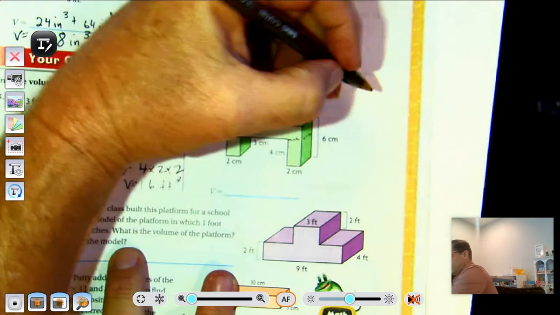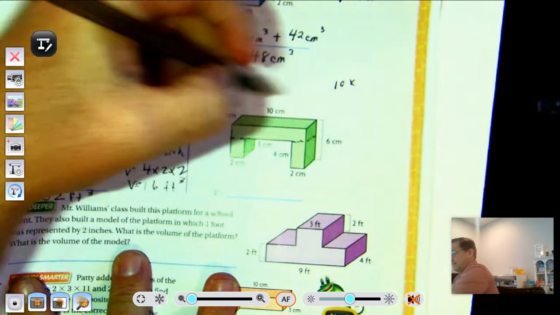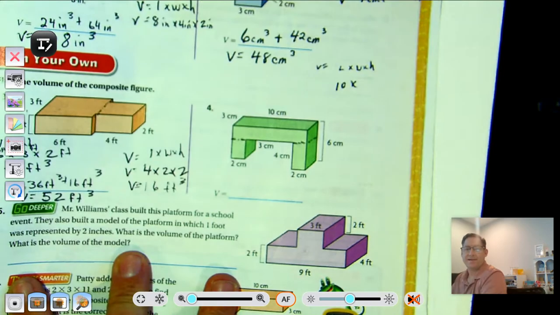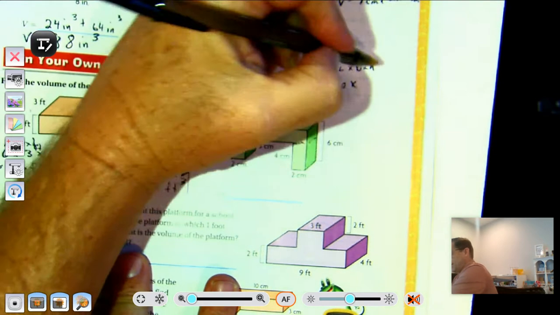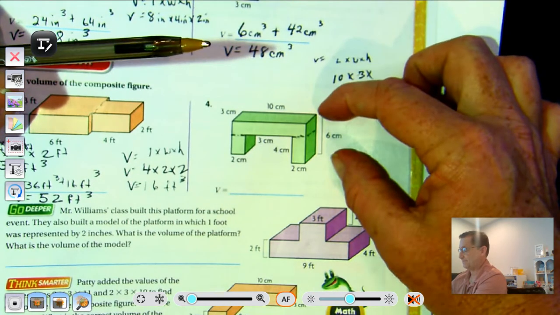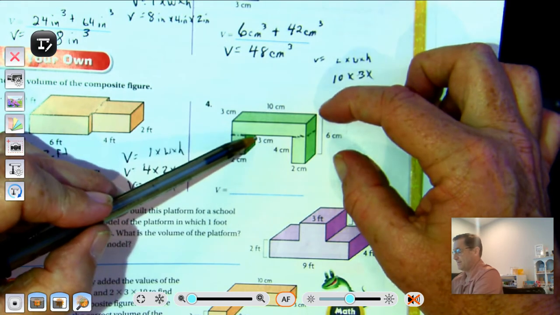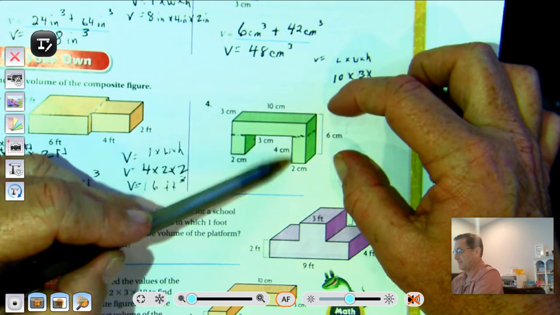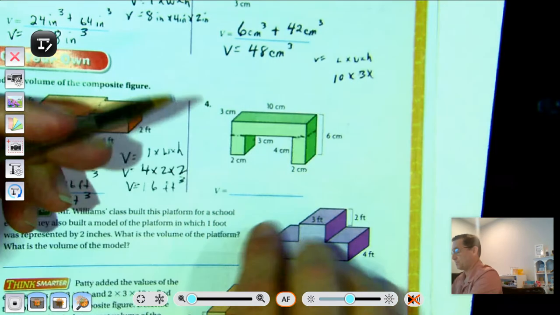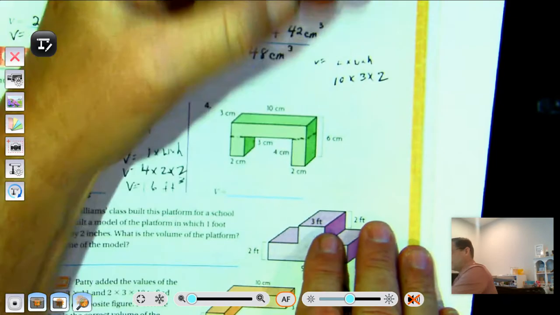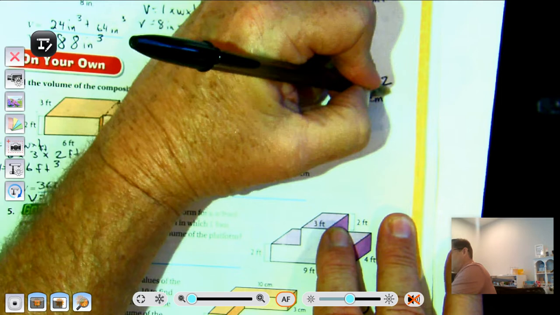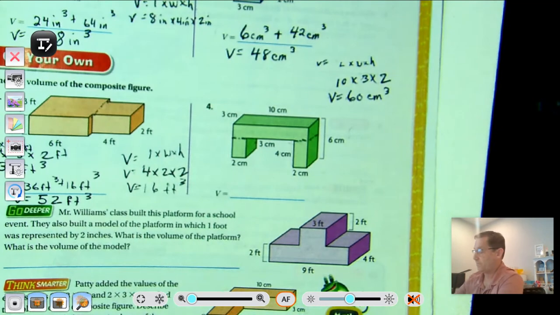So the length of the top one is 10. Length times width times height. The length is 10, the width is 3, and its height, the whole thing is 6. This bottom piece, or this piece here, is 4. So 6 take away 4 is 2. So this piece here would be 2. So we have a volume of 60 cubic centimeters for number 4 for the top part.